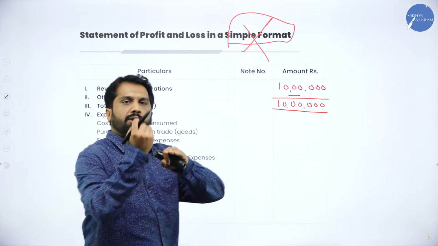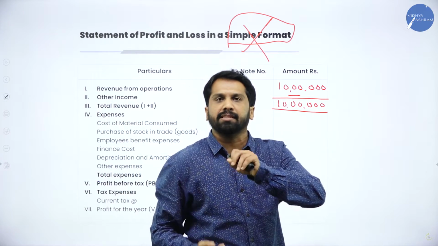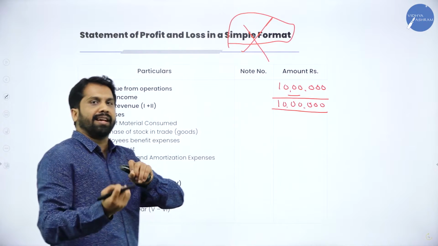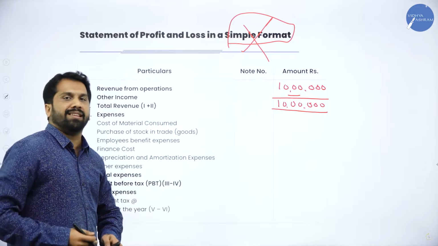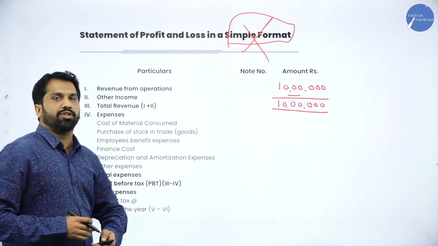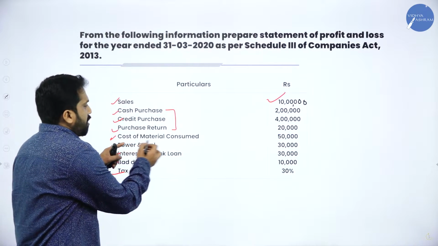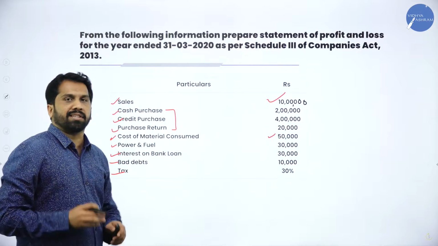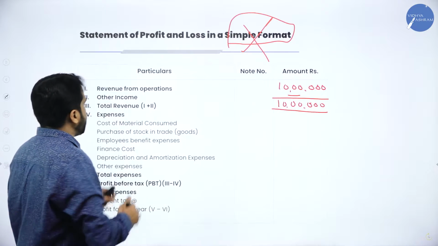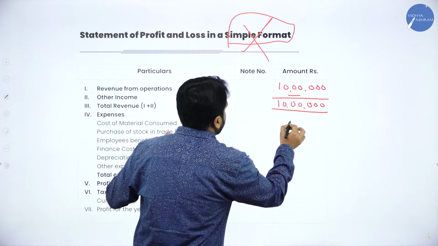You have to list down one by one expenses. As per the format, we'll write down. Now, what is the first one? Cost of material consumed. I'll go back to your question. Cost of material consumed. How much they have given? 50,000. We write down 50,000. Cost of material consumed.